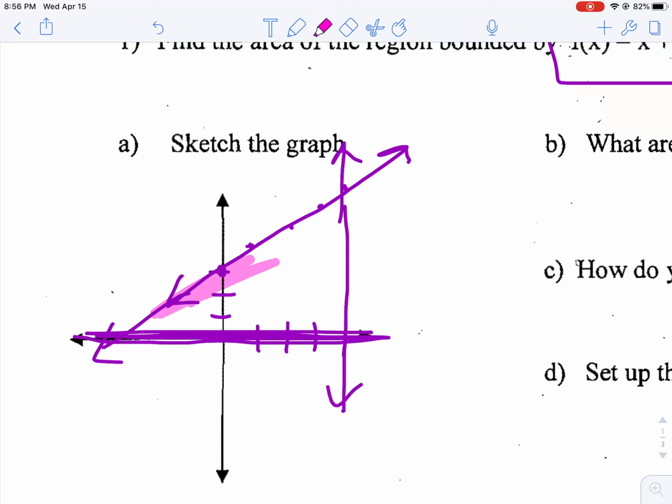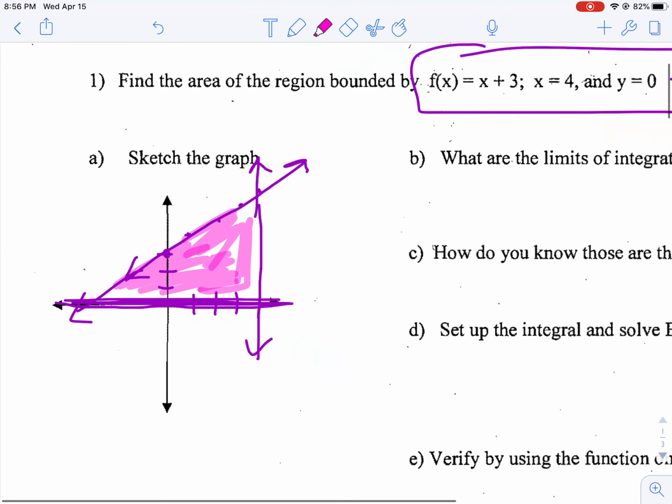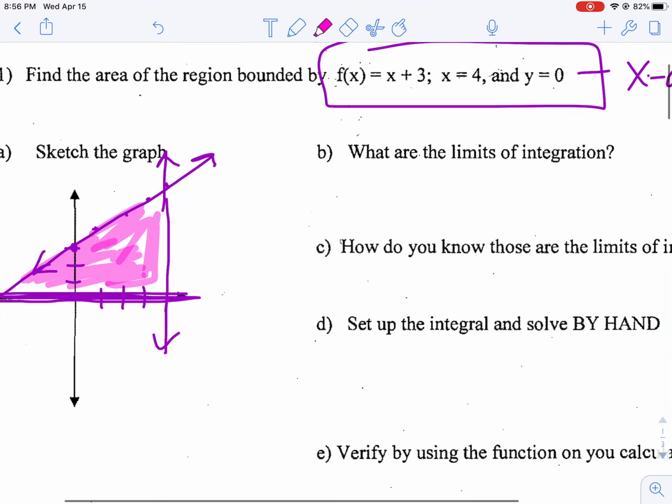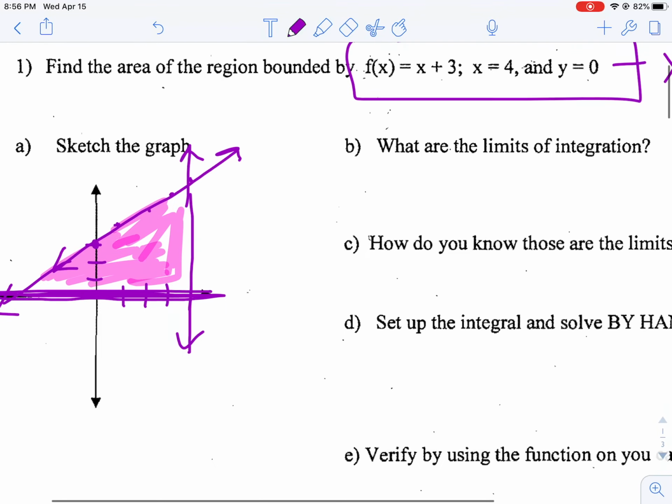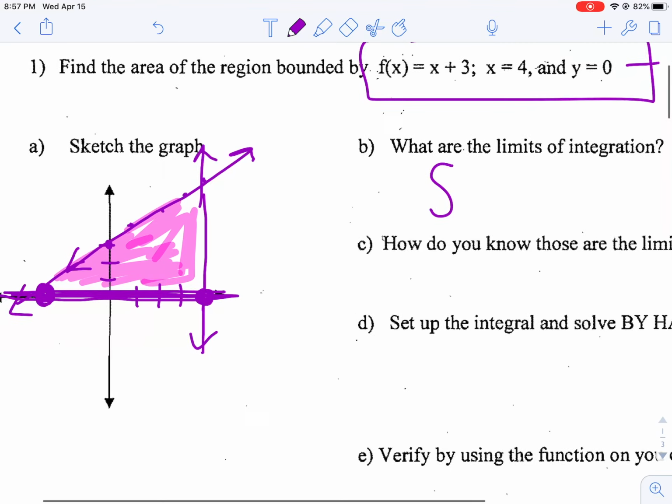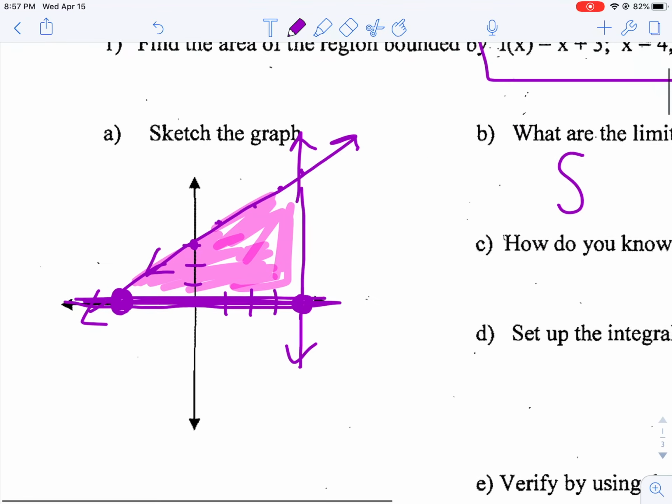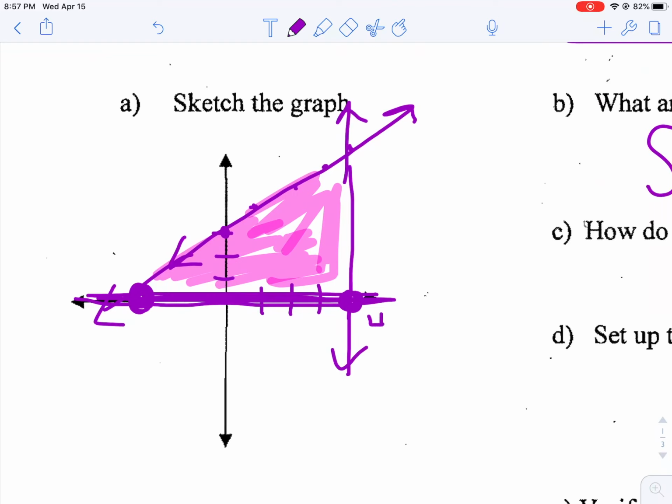So this is the region we're talking about that I would like to find the area of, as asked in the question, to find the area of the region. Well, what are the limits of integration? Your limits of integration are the bounds that we're using. So we have to know where does it start over on the x-axis and where does it end on the x-axis. This is not new. Well, to figure out where it ends up on the x-axis over here, this is the line x equals 4. So we're pretty confident it ends at 4. But where is it over here?